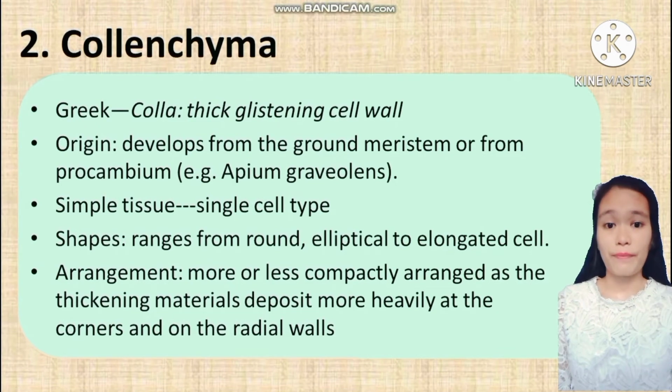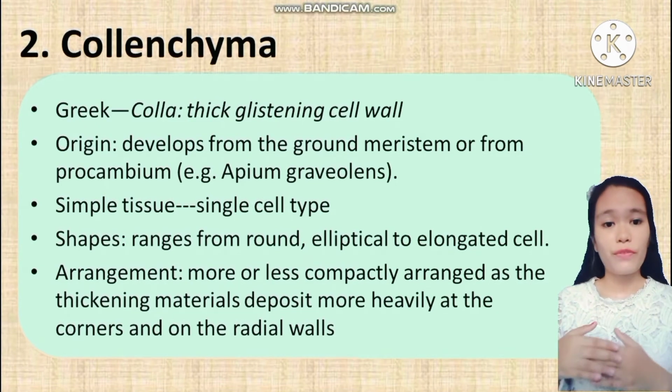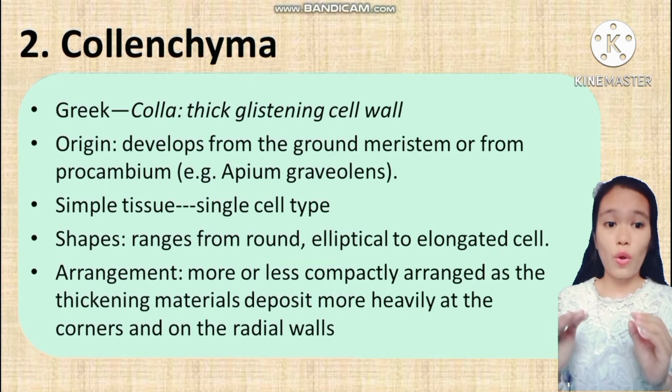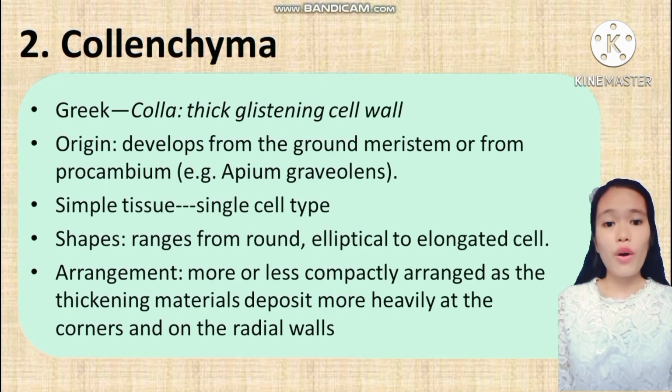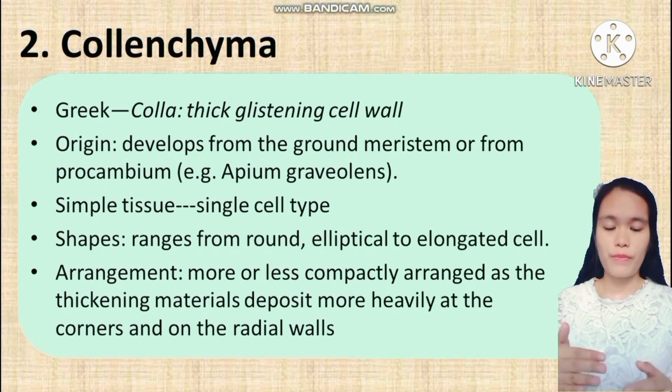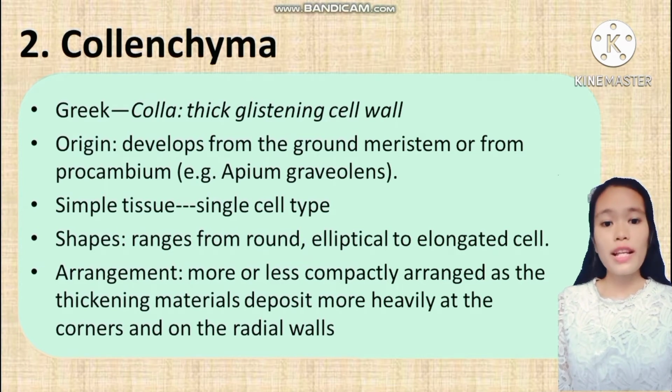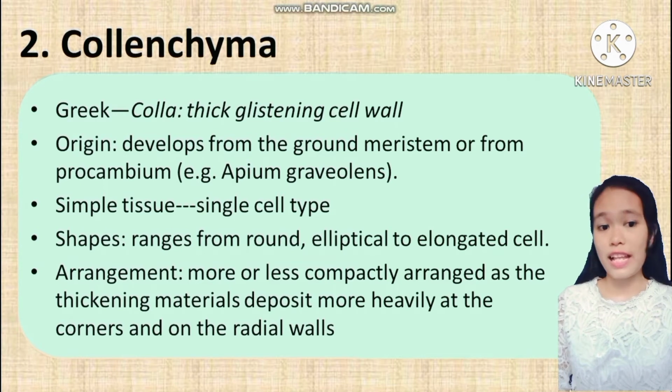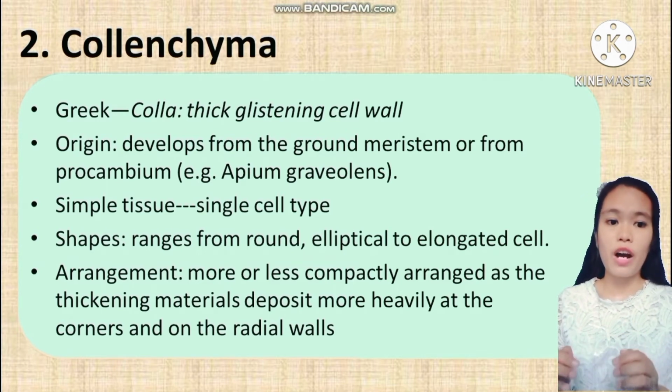First, collenchyma. Collenchyma comes from Greek, colla, meaning thick glistening cell wall. The origin of collenchyma is developed from the ground meristem or from procambium, example Apium graveolens. Collenchyma is a simple tissue, meaning single cell type. The shapes of collenchyma range from round, elliptical to elongated cells.